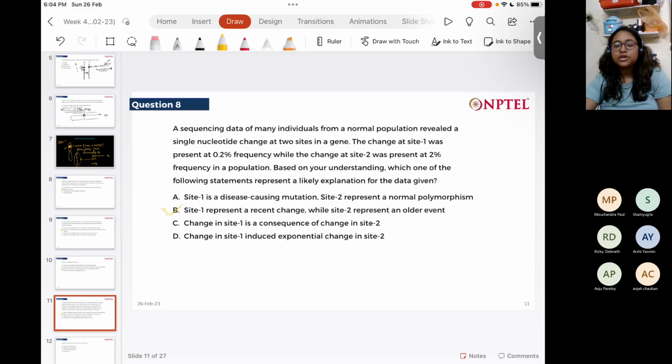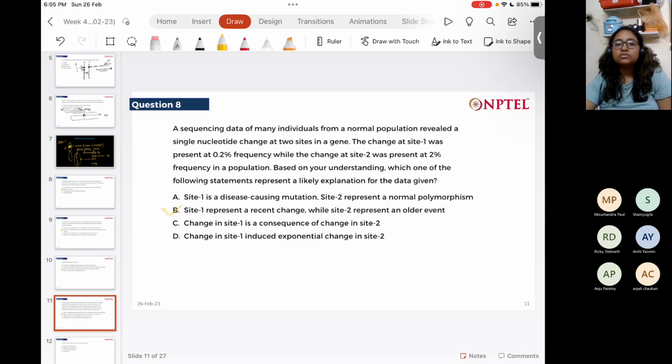Okay, so you are referring to the difference between what is a mutation and what is a polymorphism, right? Mutation only occurs in the affected individuals, and polymorphism is seen in normal people as well. And we also know that disease-causing mutations have a very low frequency. Whereas if it is present in more than 1% of the population, then it is a normal polymorphism event. So that is what you're referring to.